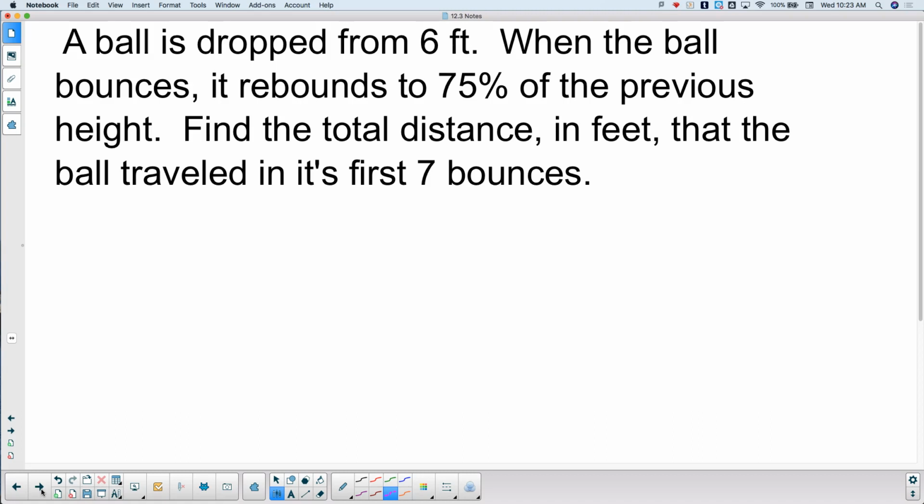Okay? All right? So if I am asking in this particular problem for the total distance that the ball travels, what are the 2 directions that the ball travels? It travels down, right? And then it travels back up. Well, let's chart that a little bit. Let's start with the downs, because we're going to drop the ball. So the first distance down that it travels is 6 feet.